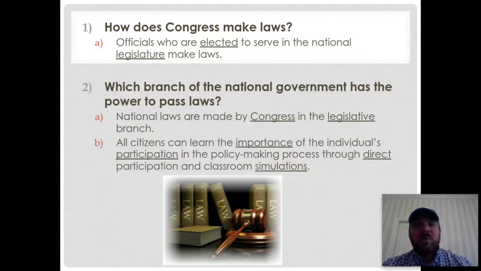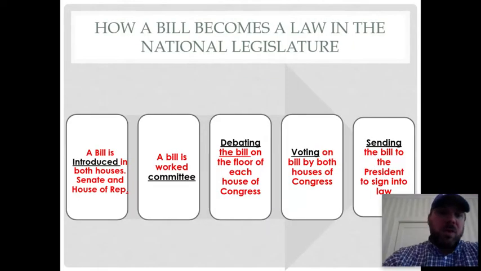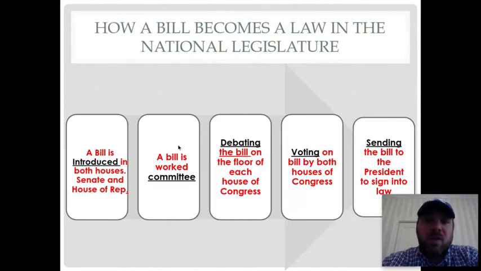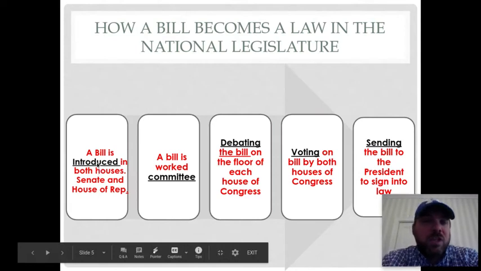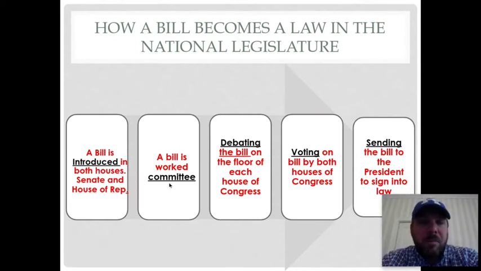I also wanted to point out that citizens can learn the importance of the lawmaking process by participating in the policymaking process, usually by writing letters or contacting your representatives, giving them your opinion. All right, so now we're going to look at the 5 steps of the lawmaking process. Step 1, or actually, let's go over the key words first. Key words for this are introduced, committee, debating, voting, and sending the bill.